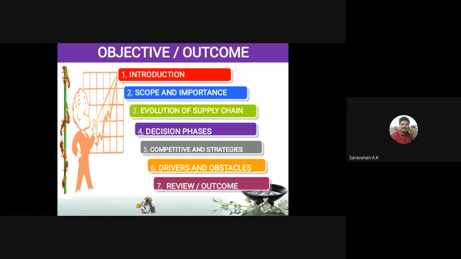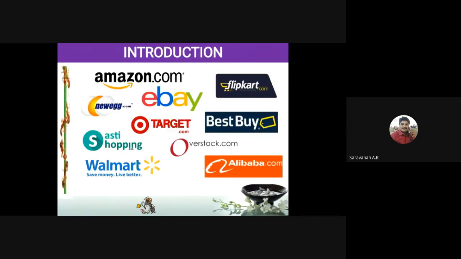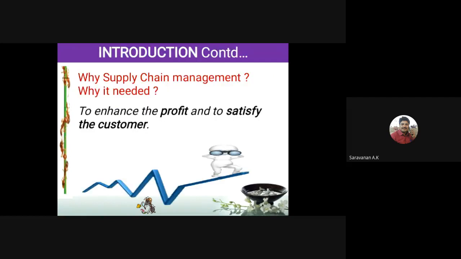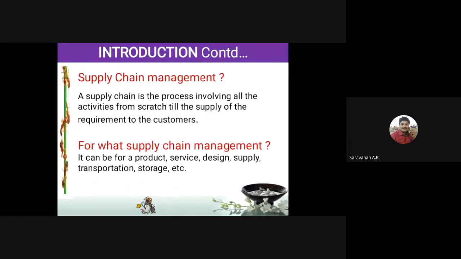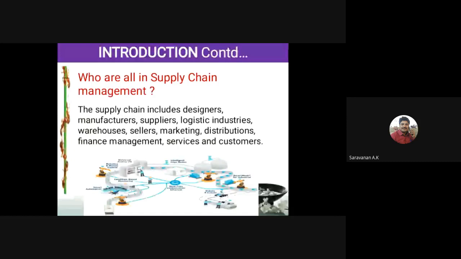Before going to the topic, just a recall. Amazon is one example of supply chain management. The main objective of the supply chain is to get the profit and to satisfy the customer. The supply chain involves product, service, design, supply and transport. It includes manufacturer, supplier, logistics, warehouses, sellers, marketing, distribution, etc. All this we discussed in detail.